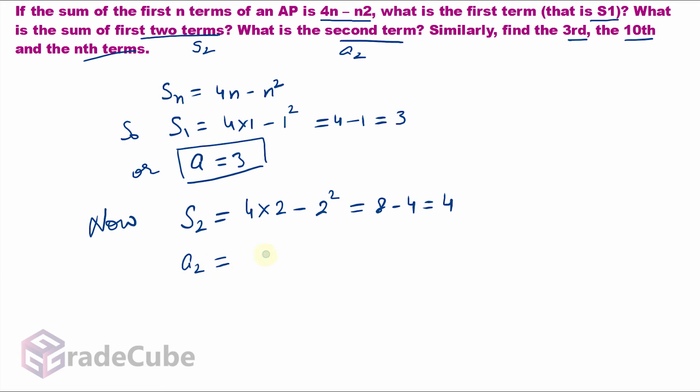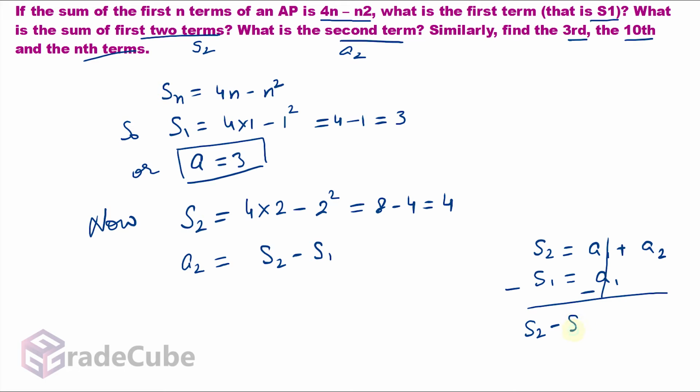Second term is S2 minus S1. Why are we taking the difference? Let's have a look. S2 is a1 plus a2, right? S1 is a1 only. If I subtract these terms, the positive sign becomes negative, so these two terms cancel out. So S2 minus S1 will be equal to a2. It will be 4 minus 3, means 1. So we have calculated a2.